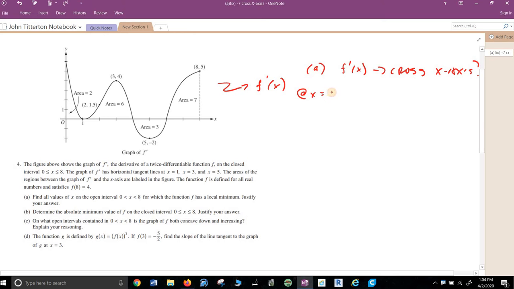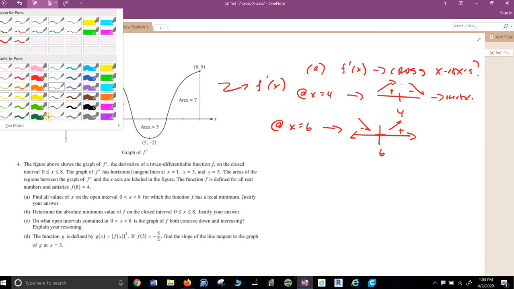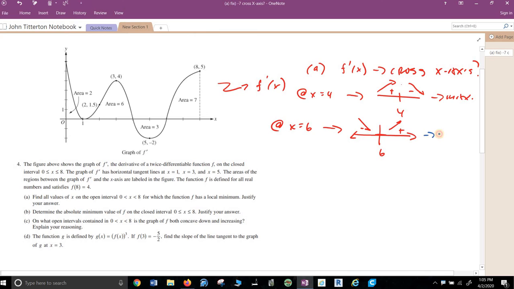So at x equals 4, we get this kind of thing. The slope value, not the actual slope of the line, is positive, and then the slope value is negative, so that's going to be a max. We want a min, so no. And then at x equals 6, we have the opposite. A negative value coming in, that's there, and a positive value coming out, that's over there. So we have a min.